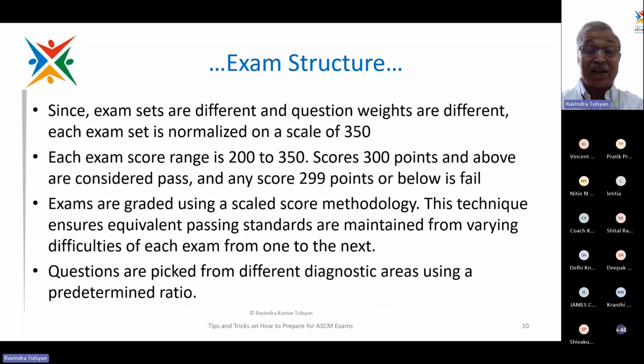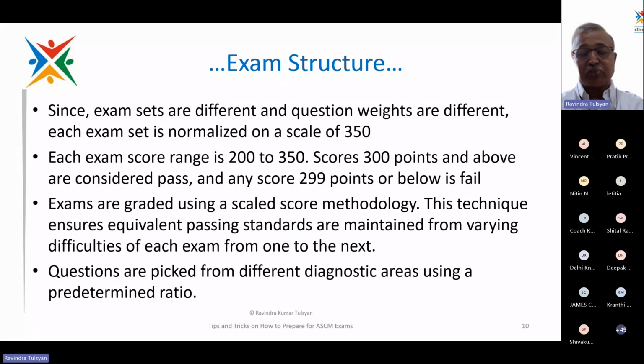Since these exam sets are different and the questions in each set have different weights, this becomes a little complex. So we have to normalize each set on a scale of 350. Why 350, I don't know, but the scale is 350. The exam score ranges from 200 to 350. What it means is even if you don't answer anything, you still get 200. Scores of 300 points and above are considered pass, and if you are at 299 or below, you are considered fail, right?